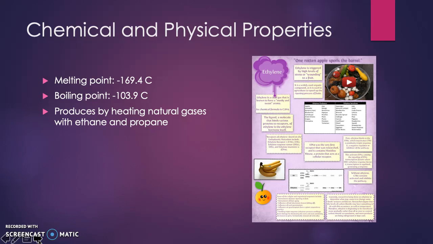Some of ethylene's chemical and physical properties include a melting point of negative 169.4 degrees Celsius, a boiling point of negative 103.9 degrees Celsius, and it is produced by heating natural gases with ethane and propane.